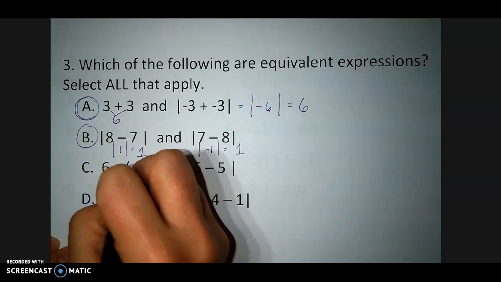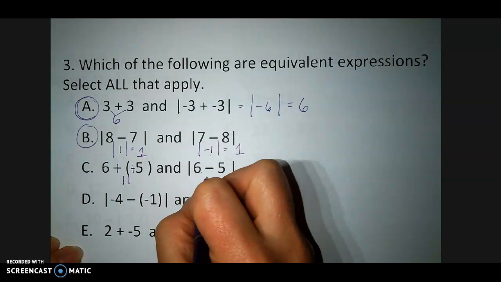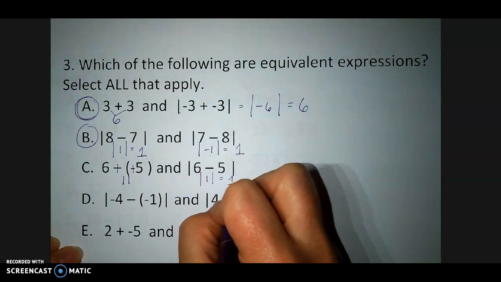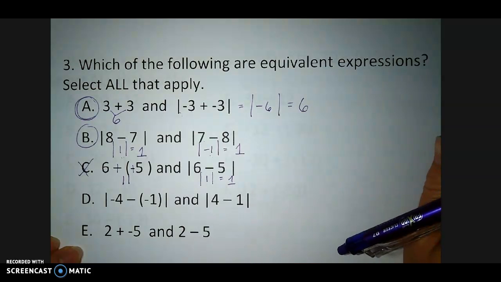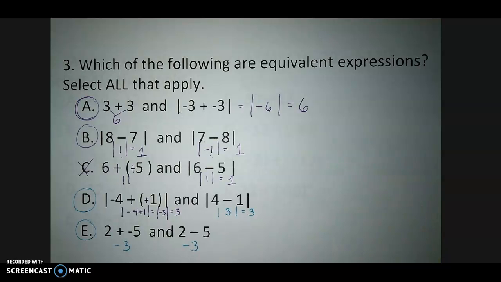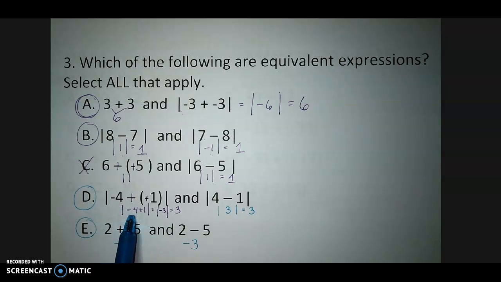6 minus a -5 ends up being 6 plus 5, which is 11. 6 minus 5 is 1, and the absolute value of that is 1, so these are not equivalent. Why don't you pause this and see if you can get the last two. These last two, 2 plus -5 is the same as 2 minus 5, so we know that those are going to be the same thing. This one might have given you a little pause. You've got to make sure you turn that subtraction into addition and get the opposite there. So you end up with the absolute value of -4 plus 1, which is the absolute value of -3, which is 3. Absolute value of 3 is also 3.